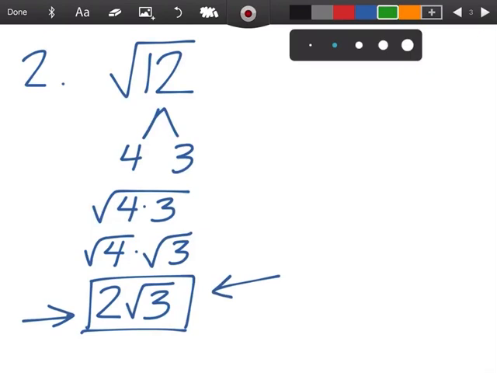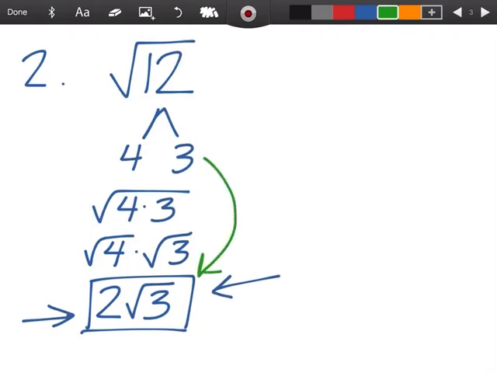And if I were doing this problem on my own, I would go from here to here. I show those middle steps so you know mathematically what's going on, but I know that I'm taking the square root of this, so the square root of 4 is 2, and the square root of 3 does not simplify.